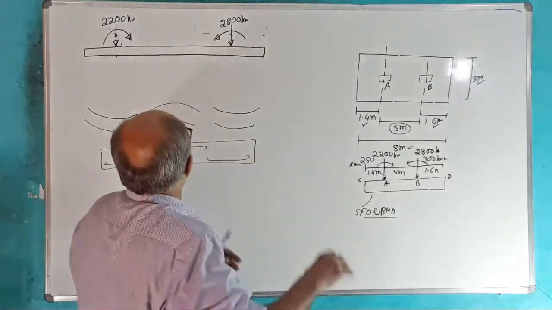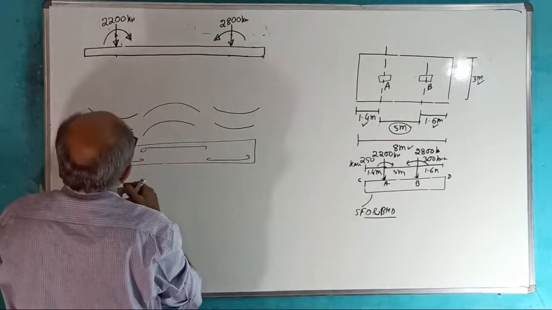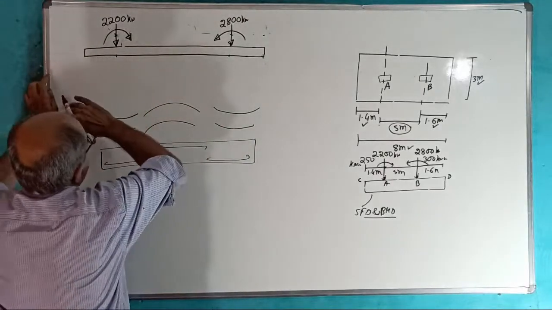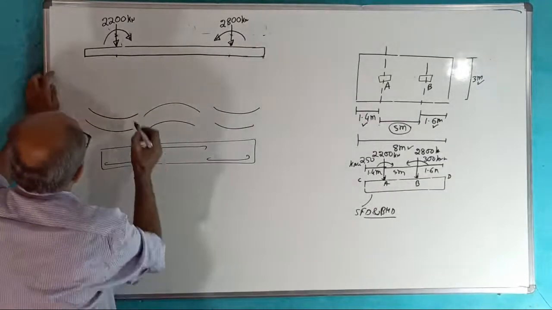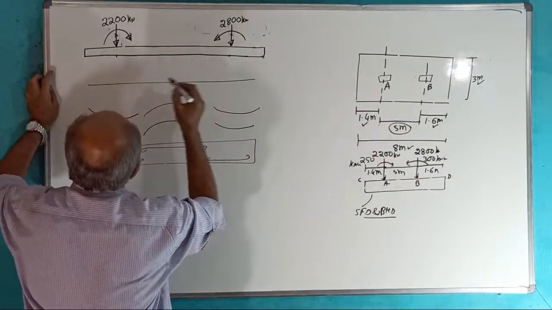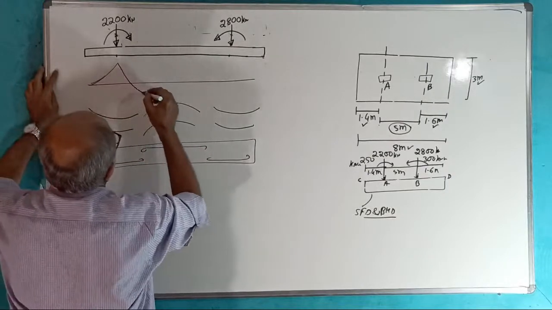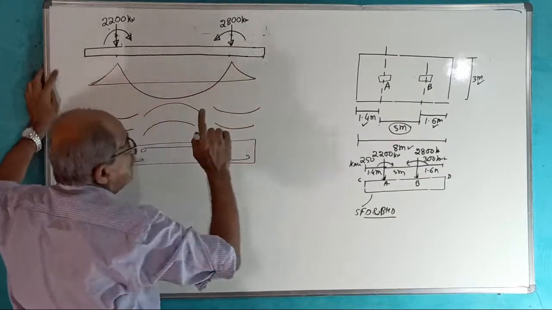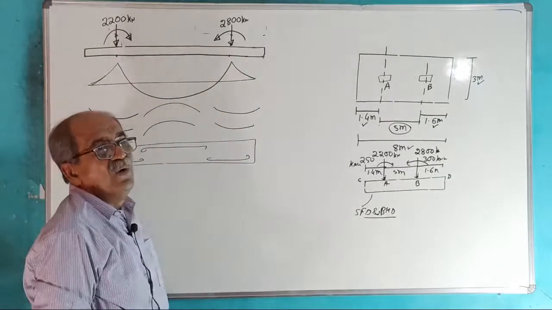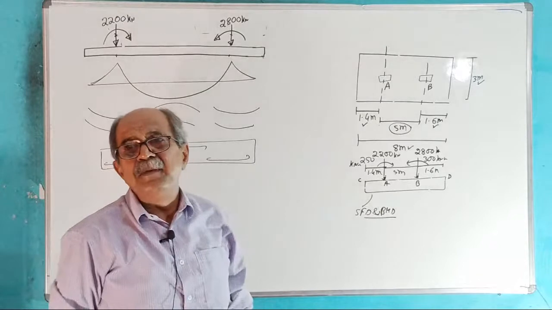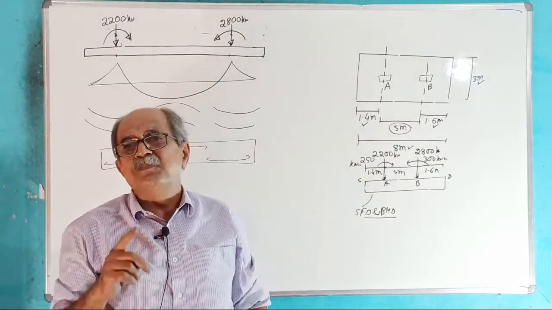But sometimes, if the columns are very, very close, then the BMD will come fully sagging. Hogging will not come. Today's BMD will be something like this. See, sagging. I am plotting this way, but in RCC, I will plot the other way. Why? Because there I plot on the tension side. In structural design, you always have to plot on the tension side.